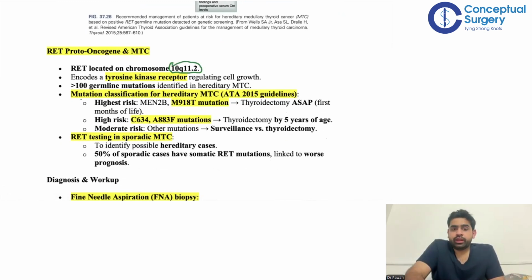Now, what it does is it encodes for a tyrosine kinase receptor regulating cell growth. More than 100 germline mutations have been identified in hereditary medullary thyroid cancer. Now, the type of mutation is going to determine the level of aggressiveness of this medullary thyroid cancer.